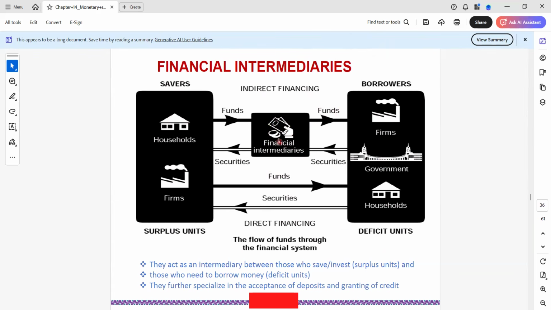So they are just the financial intermediaries. So what are they saying here? They act as intermediary between those who save or invest and those who need to borrow money. So they act as an intermediary between those who want to save and those that want to borrow money. They further specialize in acceptance of deposits. Obviously, when these people save their money here, they're accepting a deposit when you deposit your money in the bank.